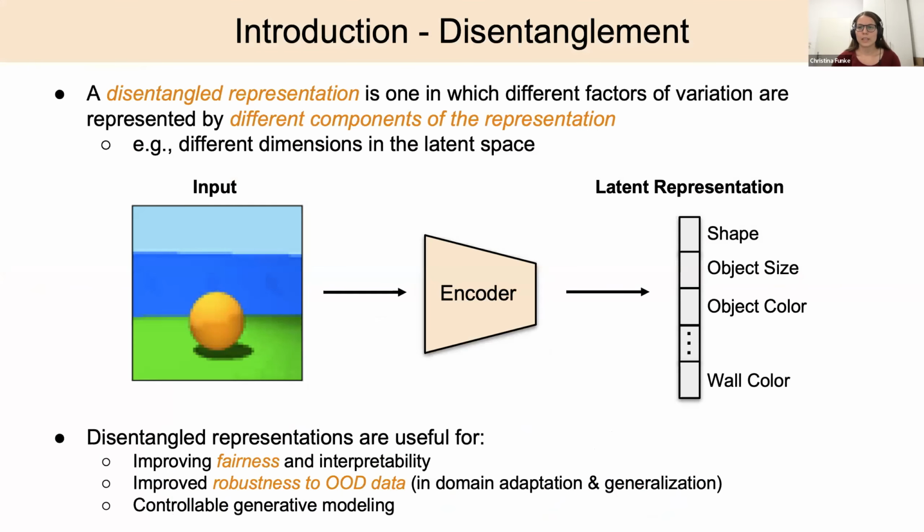The concept of disentanglement originates from unsupervised learning. Here the goal is to encode the generative factors of the input data in different subspaces of the latent representation. For example, the shape, color, and size of the object are encoded in different latent dimensions. Such disentangled representations are promising in many ways. They can improve fairness and interpretability. Also, they can increase the robustness to out-of-distribution data, and they can help to generate samples in a controlled manner.